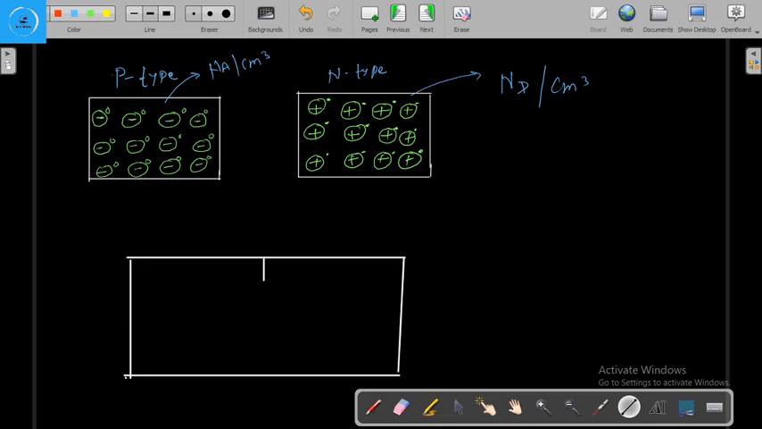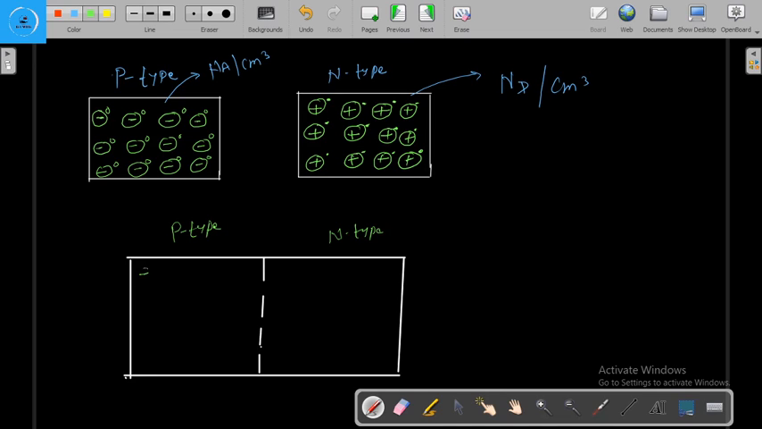Let me draw the diagram first. When we keep both in contact, what happens? Here the majority charge carrier is what? Hole, because this is the p type, and this is the n type semiconductor.